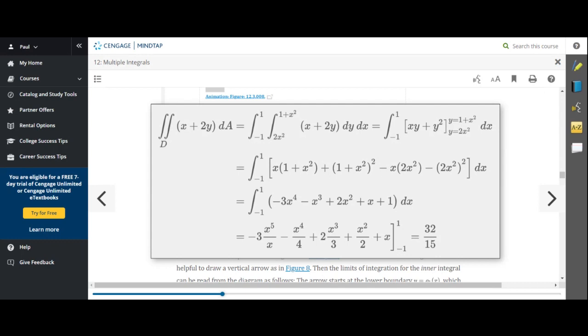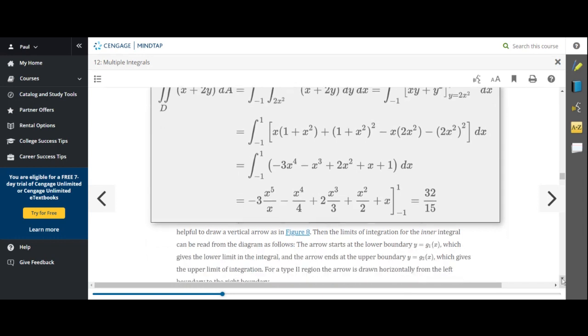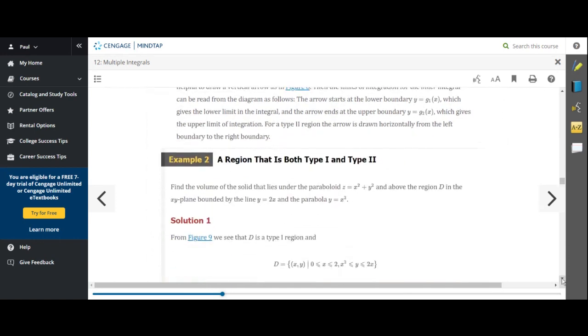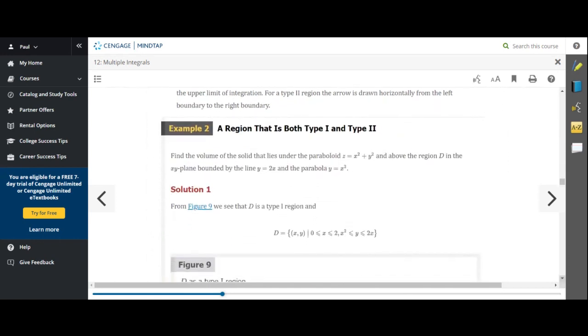All right. So, if you're comfortable with section 12.2, you should also be able to become comfortable with 12.3. It's just that with 12.3 you have to find your limits. Unless they're given to you, you have to draw a picture of your functions and find your limits. Sometimes a region, by the way, can be both type 1 and type 2.